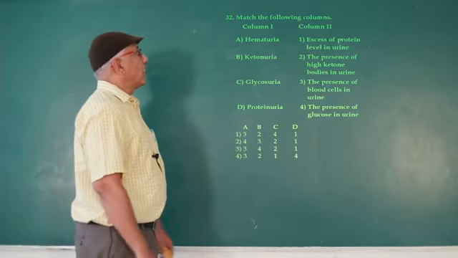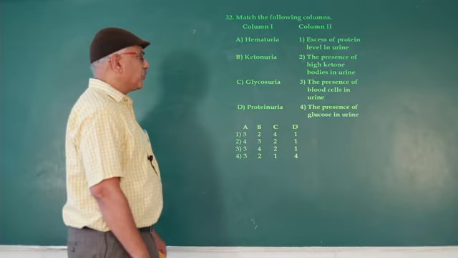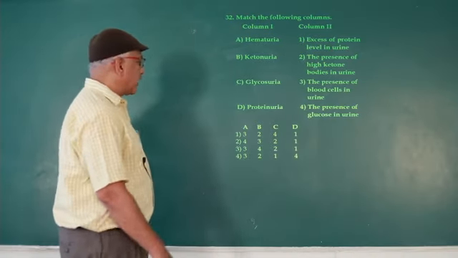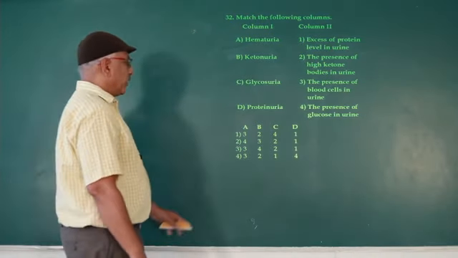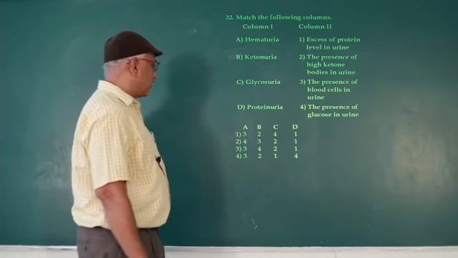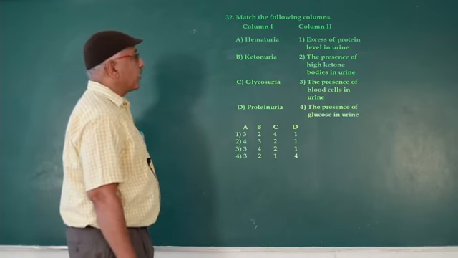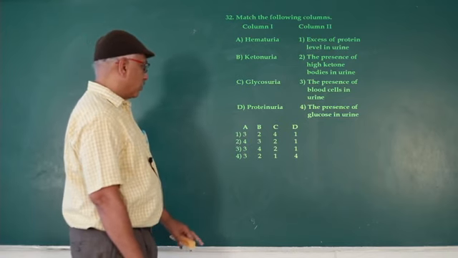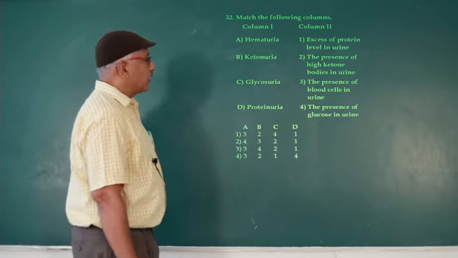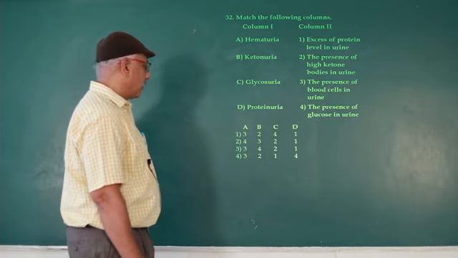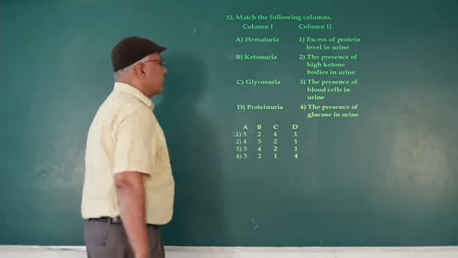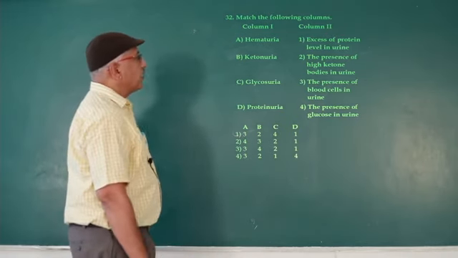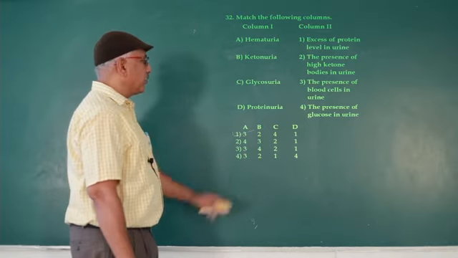Match the following columns. Hematuria, presence of blood cells in urine. Hem means blood. Next one, ketonuria, presence of high ketone bodies in urine, B2. Third one, glycosuria, presence of glucose in urine, C4. Proteinuria, excess of protein level in urine, 1.